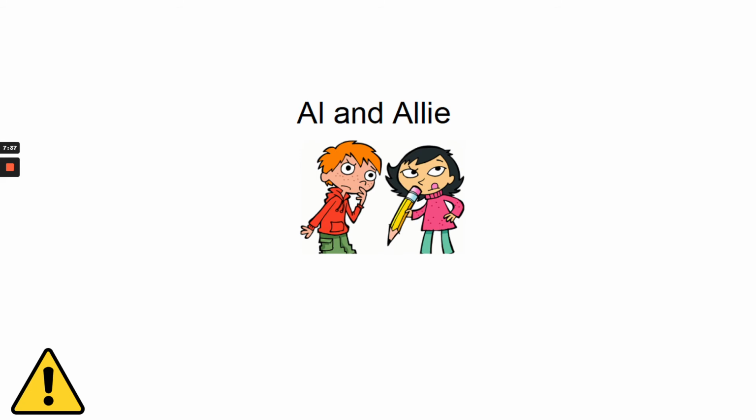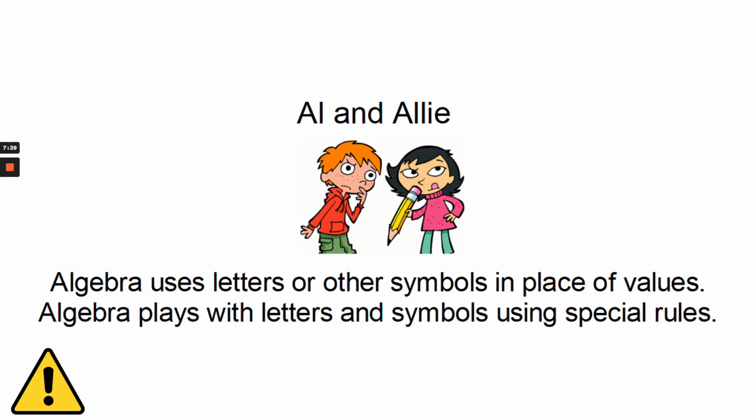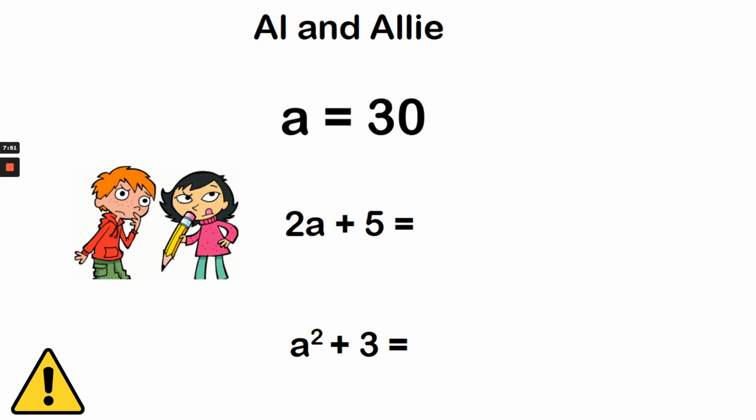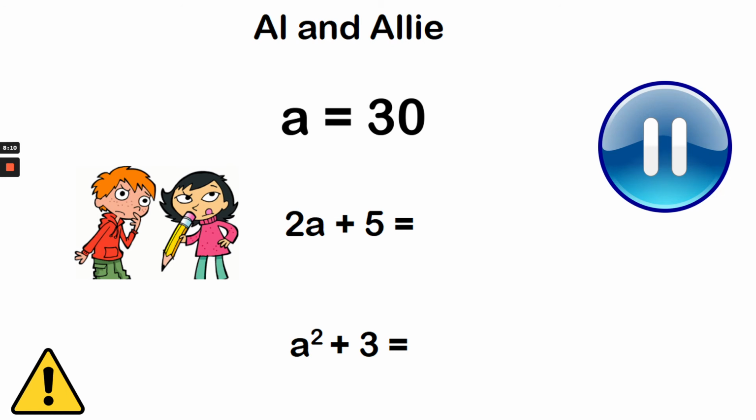Let's have a look one more time. Algebra uses letters or other symbols in place of values. Algebra plays with letters and symbols using special rules. So let's have a look at algebra in action. For this page, A is equal to 30. When you see A on the board, it is telling you it has a value of 30. So first we're going to solve 2A plus 5, and then we're going on to solve A squared plus 3. Pause your video and off you go.